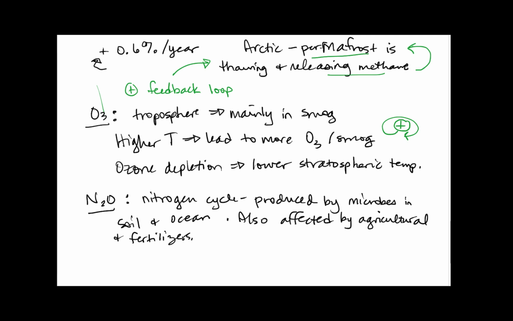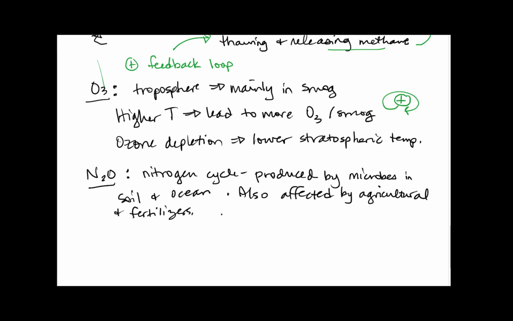So pre-1750, we had a pretty consistent about 270 parts per billion, not million, but billion, which are probably coming from proxy data, ice cores and that sort of thing. And then in 2005, we are up to 319 parts per billion.